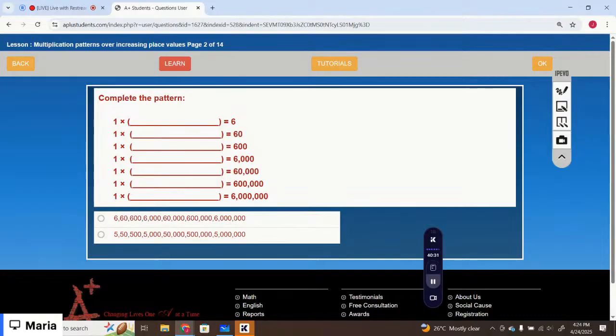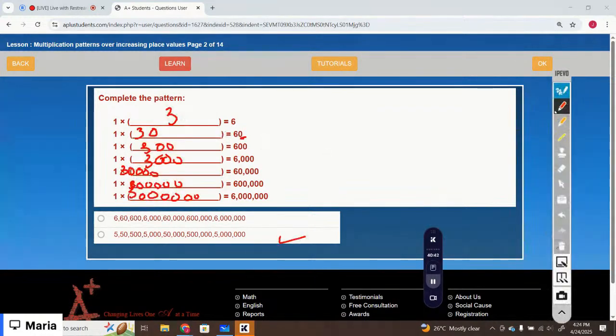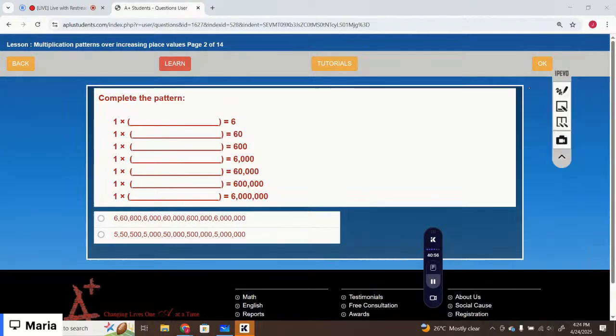Complete the pattern. 1 times missing number equals. 1 times 6 is 6, 1 times 60 is 60, 1 times 600 is 600, 1 times 6,000 is 6,000. So that is option number 1. 6, 60, 600, 6,000, 60,000, 600,000. Option number 1 is the correct option.